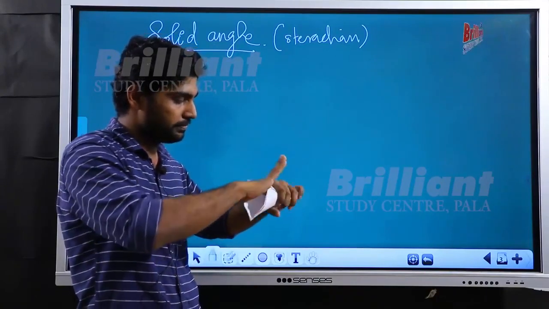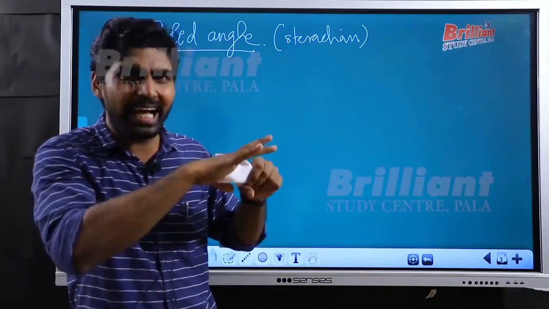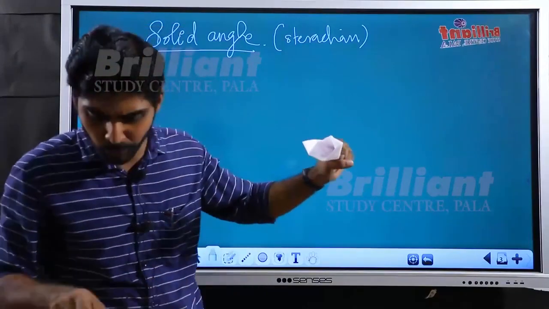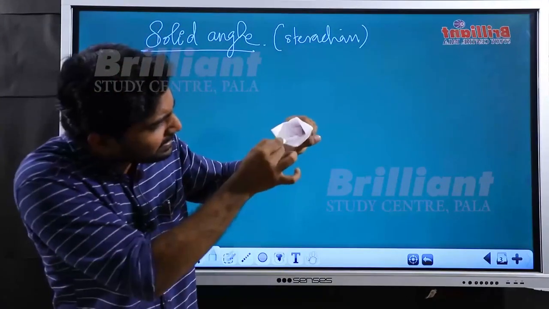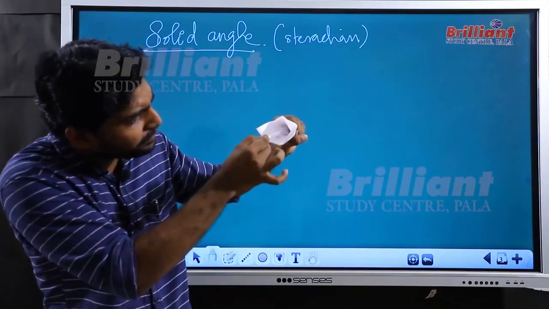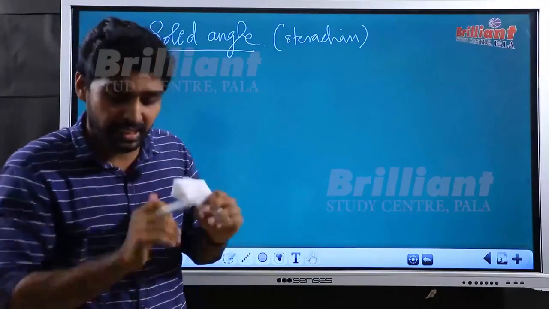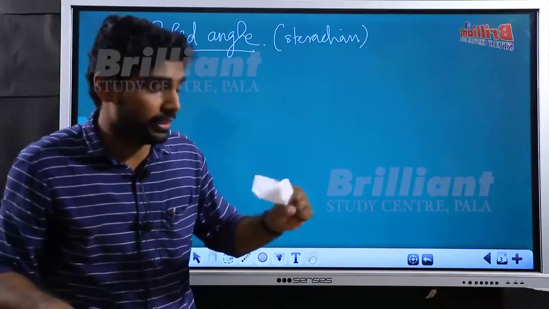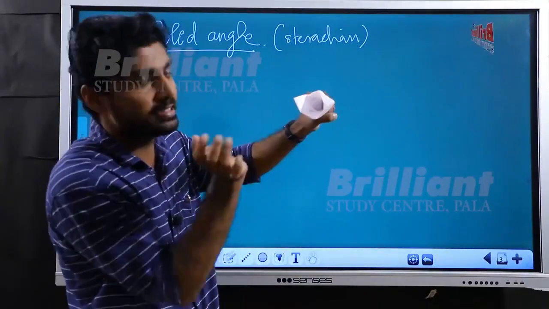Okay, so this is a cone. Plane angle was the angle between two line segments, whereas by solid angle what we mean is this region over here. So the larger this angle, the larger the solid angle will be. So what we mean by solid angle is this concept over here.